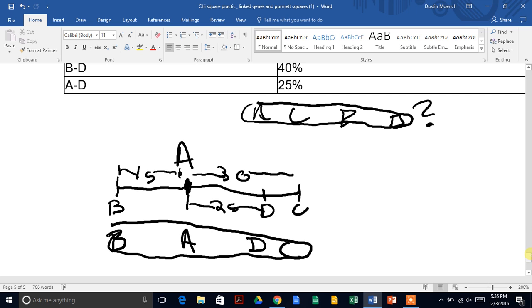There's 15 map units between B and A. There's 25 between A and D. There's 30 between A and C. And that matches my percent recombination from up there. Alright, that's it. Please look over this corrected paper and let me know if you have any questions.